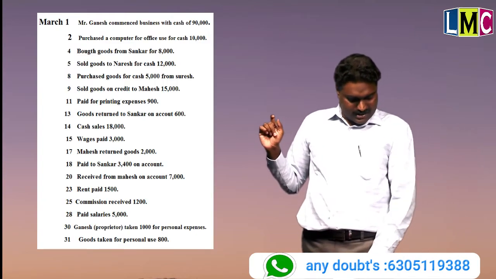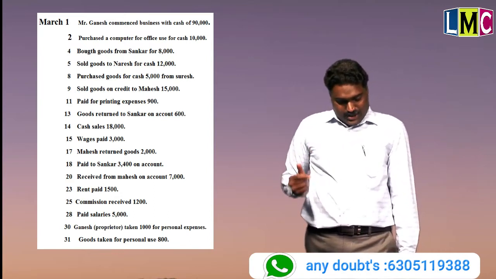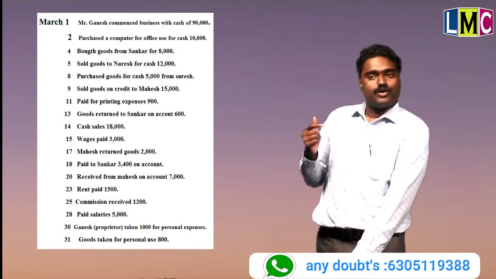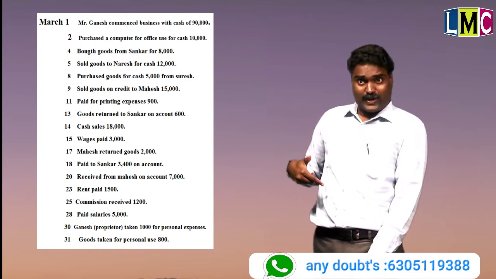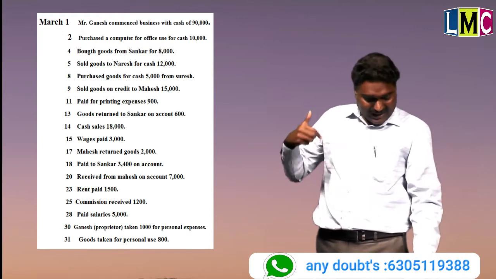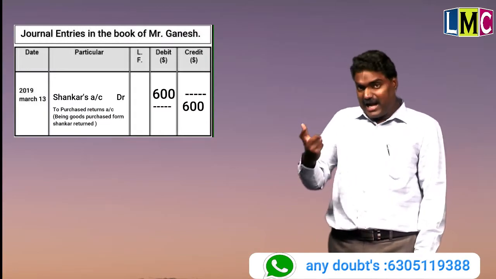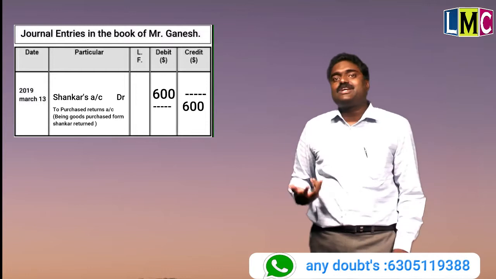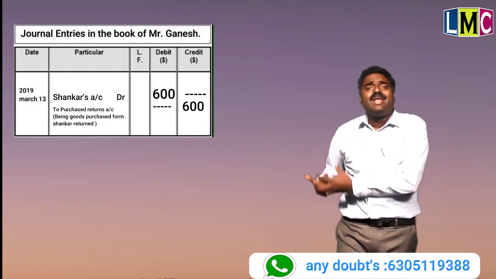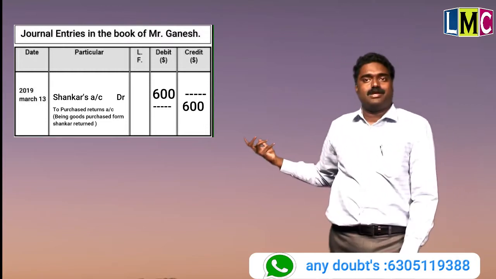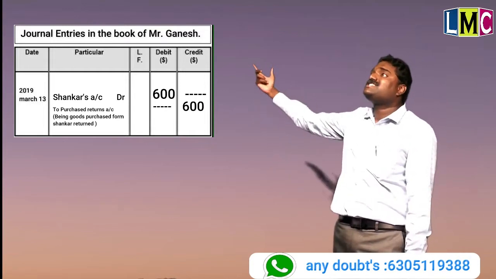Okay. Next. What is the next transaction? It's on 13th of March. Goods returned to Shankar on account of rupees 600. Goods returned. What is that? Whenever you purchased goods on credit, and again those same goods you return to him. Is that clear? So who is coming in over here? You had purchased goods from Shankar. Whenever the name comes, it's a credit transaction. In the same way, the goods which were purchased from him are returned to him, then his name is coming. So Shankar account debtor to purchase returns account.